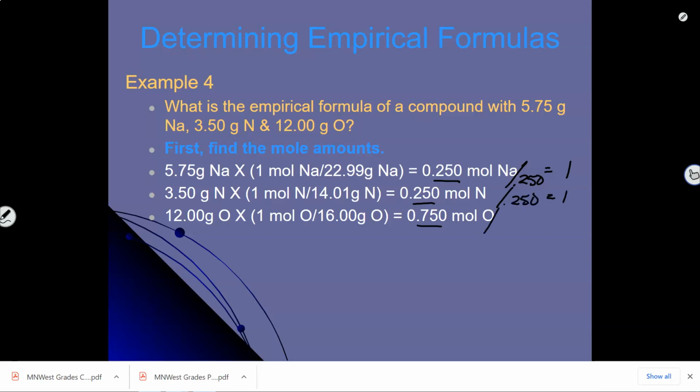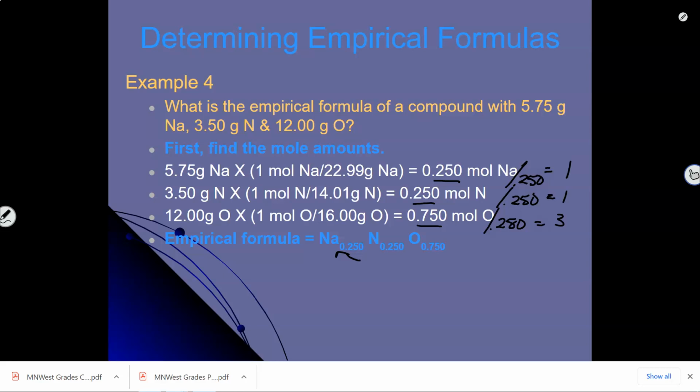And this one would be 3. So that's telling me that I have 1 sodium, 1 nitrogen, and 3 oxygens present in that ratio. So that would be the empirical formula for this substance. Okay? I could also write it as the moles, but remember, we're always going to convert these to a small whole number ratio. We're not going to leave them in a decimal number.